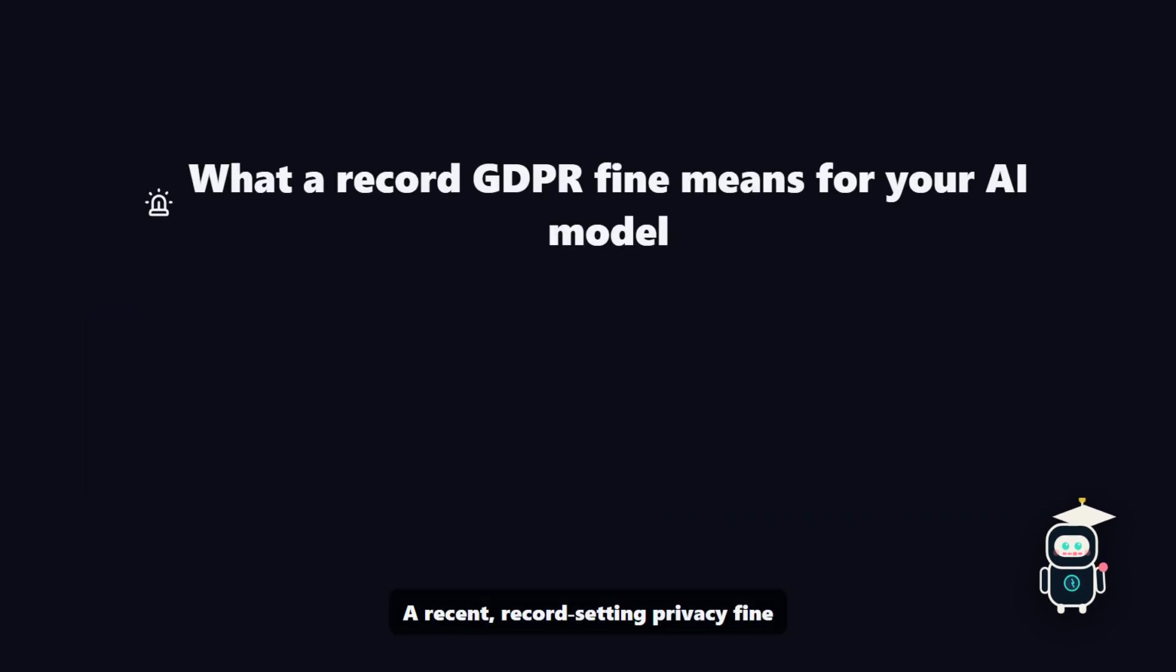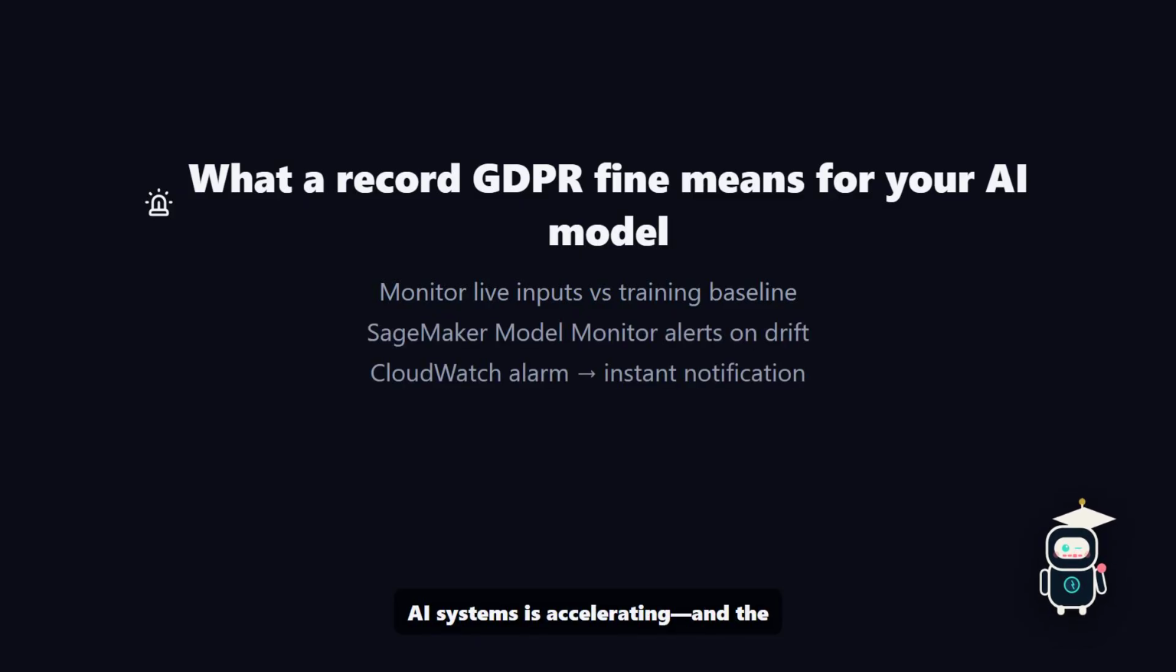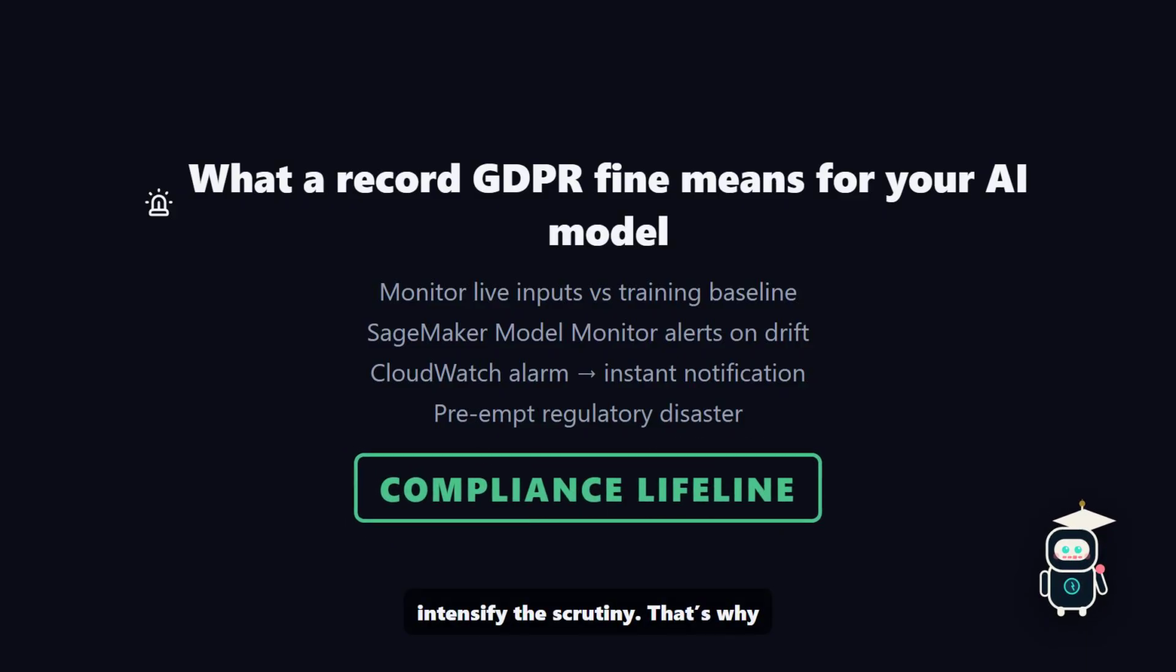A recent record-setting privacy fine showed that regulatory action against AI systems is accelerating, and the EU's AI Act will only intensify the scrutiny. That's why Amazon SageMaker Model Monitor matters. It can compare live inference inputs against a training baseline and alert you when metrics deviate, catching drift before it becomes a regulatory disaster. Configure CloudWatch alarms to get notified instantly.